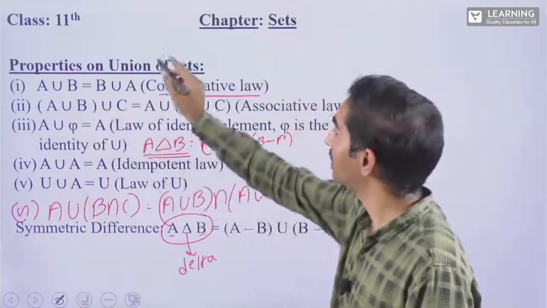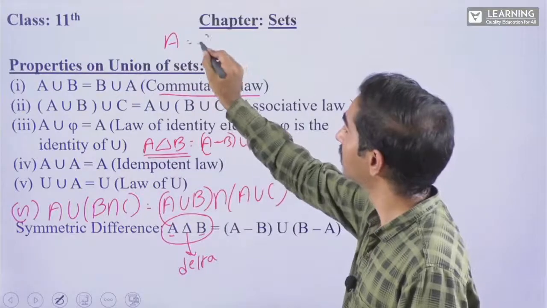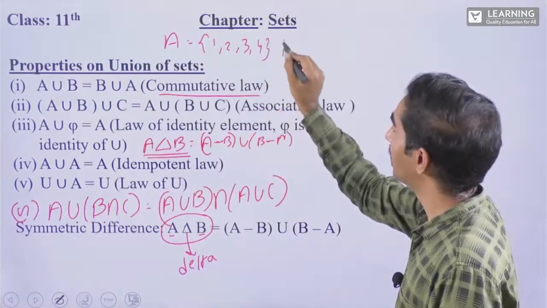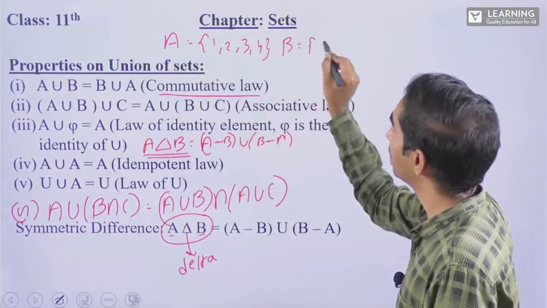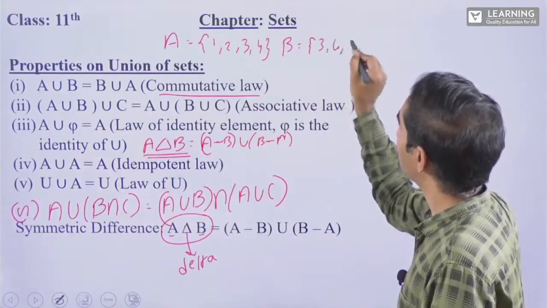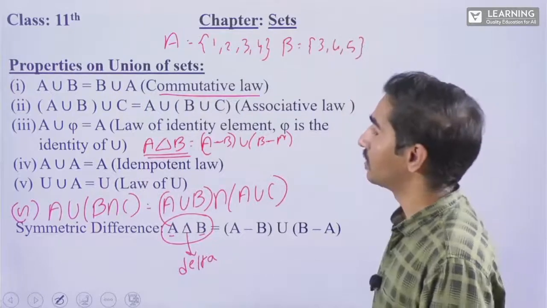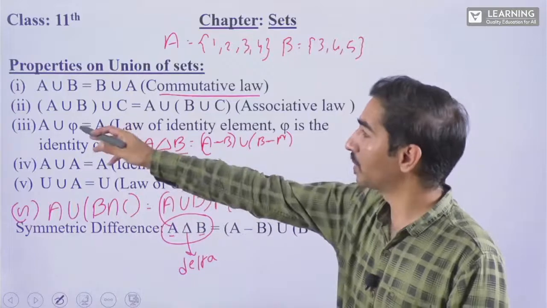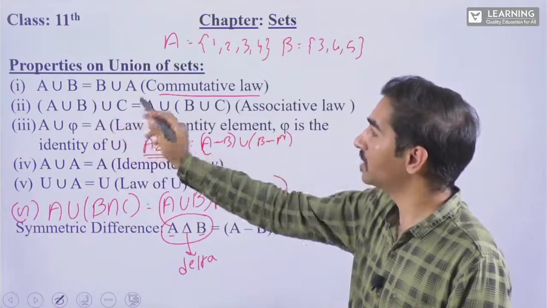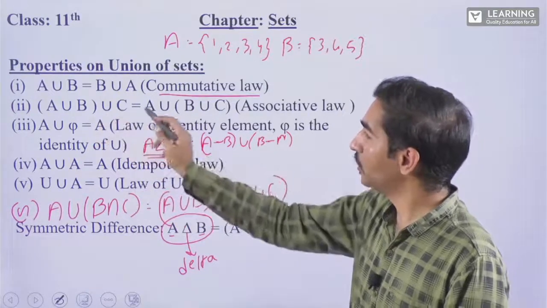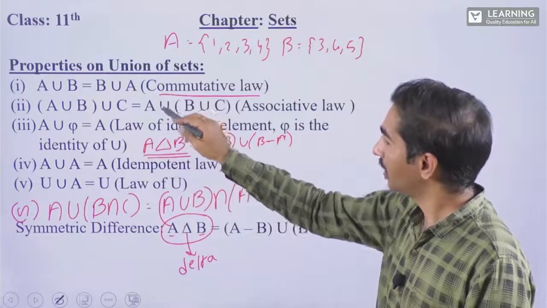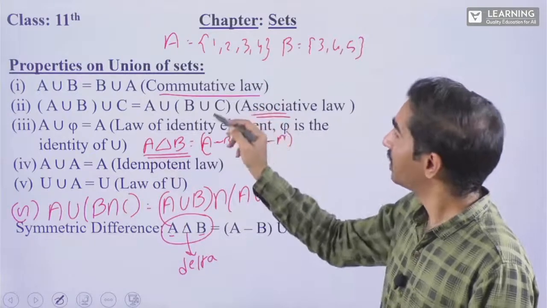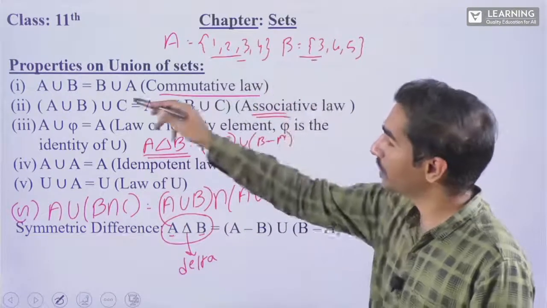All right, so let us take set A equals 1, 2, 3, 4. And let us take set B equals 3, 4, and 5. So to prove the properties of union of sets, we'll be taking the second one: (A union B) union C is equal to A union (B union C). This is associative. However, the same example you can take and you can prove all the properties.